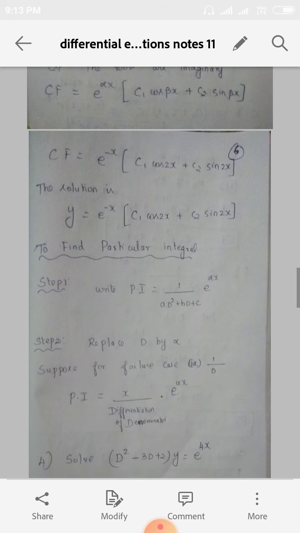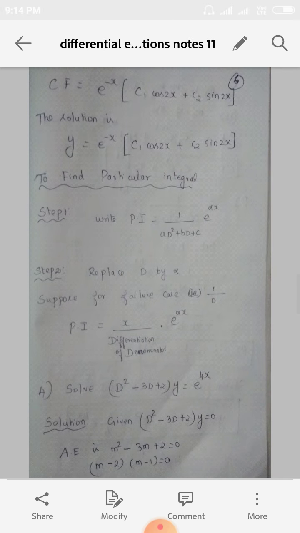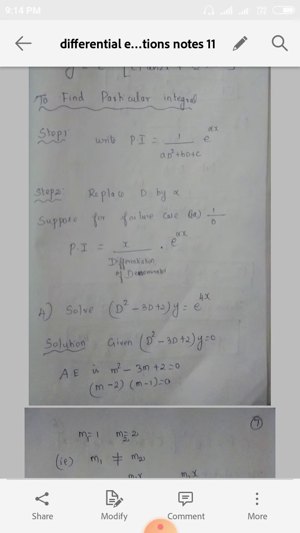So next, how can we find the particular integral? Listen. Step 1, first write the particular integral as 1 by the given differential equation, into what is given on the right hand side, that is nothing but e power alpha x. So 1 by the given equation into e power alpha x. Next step 2, we have to replace D by alpha.